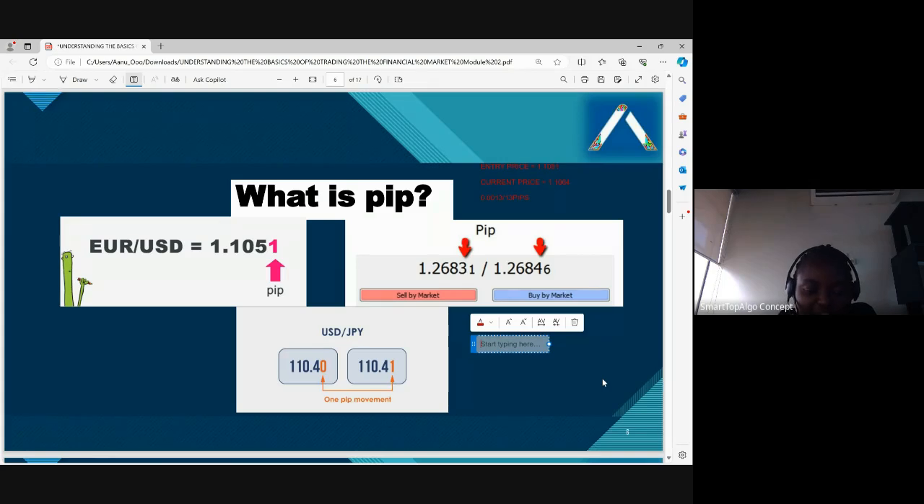So let's assume the entry price, let's assume. Oh, you can't see it clearly. Wow. Let me see if I can increase the font. Okay, a minute, please. Okay, let's see. Okay, I hope this is much better now.